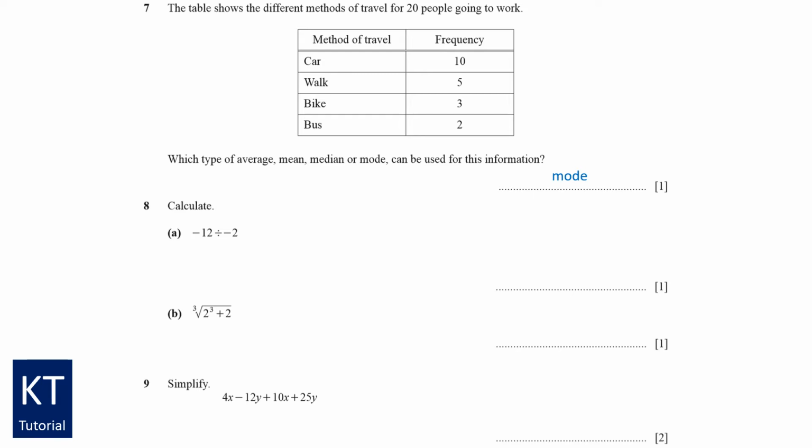Question 8. Calculate the expression. The correct answer is 6. Next, 8b. Calculate the expression. In following through the working, we should arrive at 2.15. Question 9. Simplify the expression. The correct answer is 14x plus 13y.